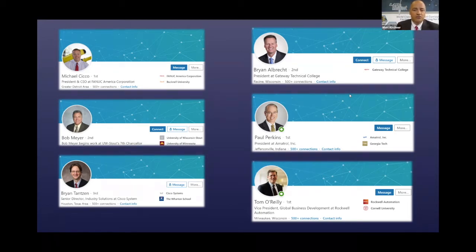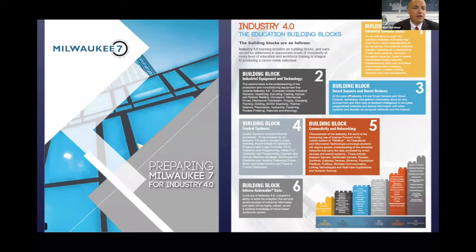What does that need to look like? That turned into a white paper. Many of you have probably seen or possibly even read that white paper. The folks at the Milwaukee 7, the 7-county regional economic development engine here in southeastern Wisconsin, where I am today, picked that up as well and actually made those building blocks the cornerstone of their strategy for preparing the M7 for Industry 4.0. So what are those building blocks?